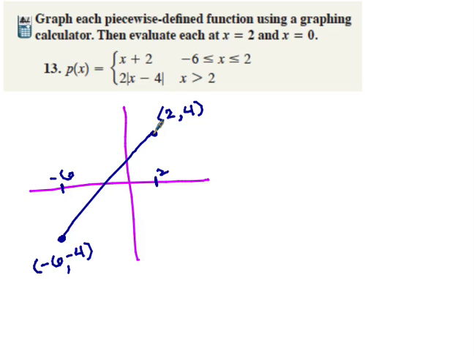Second piece, I'm going to see that I have greater than 2, and it's going to behave like an absolute value that's been shifted to the right 4 units. So we're going to go over to 4. Then I'm going to test my endpoint. At 2, 2 minus 4, take the absolute value of that, which is +2. 2 times 2 is 4. So yes, we share this point.